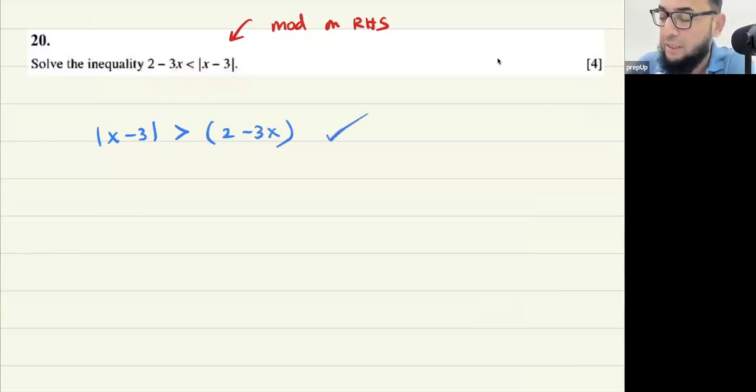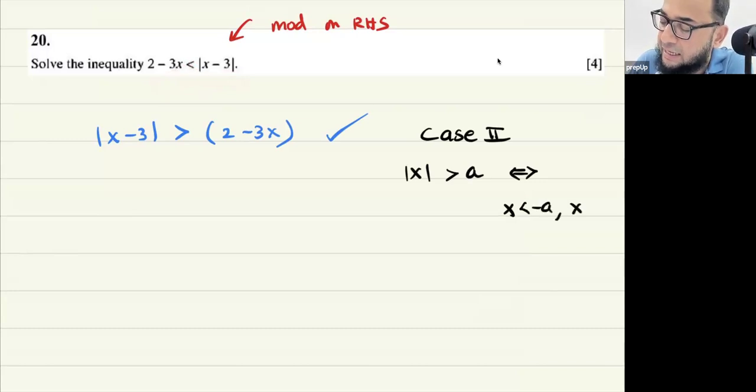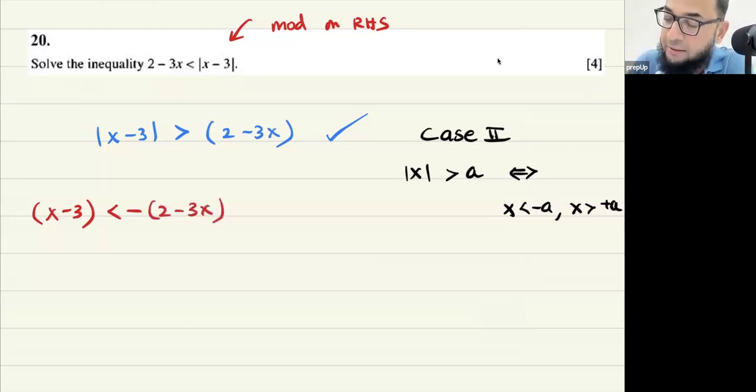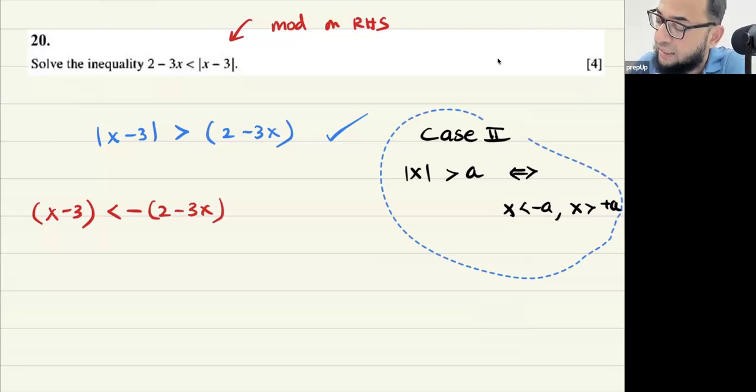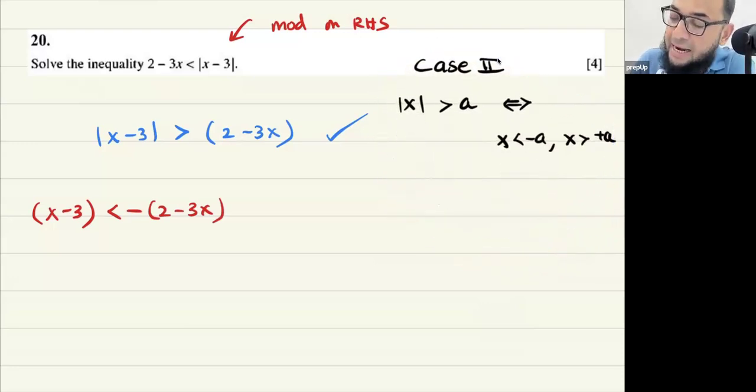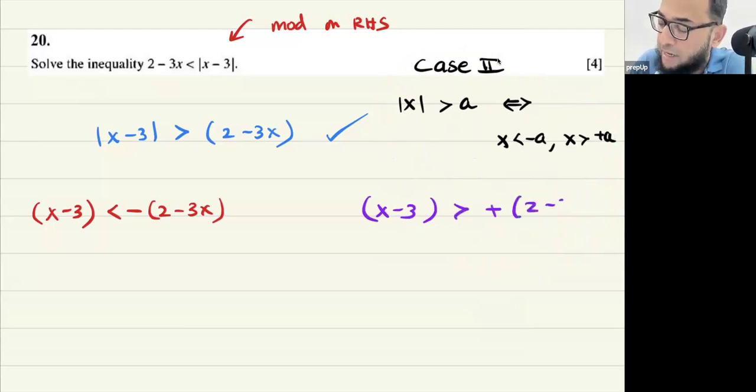Now the question starts from here. Now we are on the right footing. Now which case is this? This is case number 2. What is case number 2? Modulus of x greater than a, that's the same thing as x is less than negative a, x is greater than positive a. That is the right footing. So now I'll write, first of all, x minus 3 is less than negative of 2 minus 3x. That's the first thing. And the other one is this, that is x minus 3 is greater than positive of 2 minus 3x.